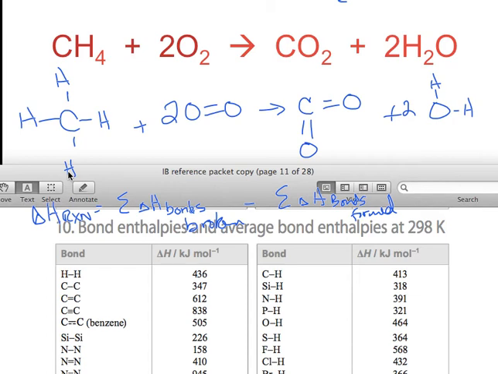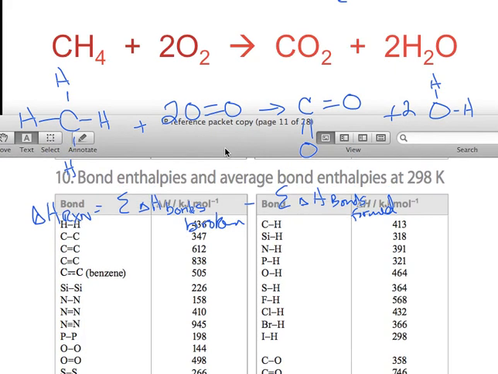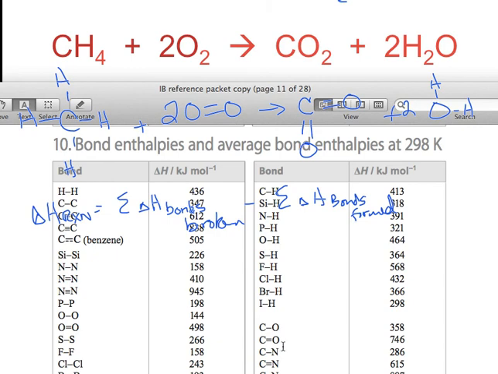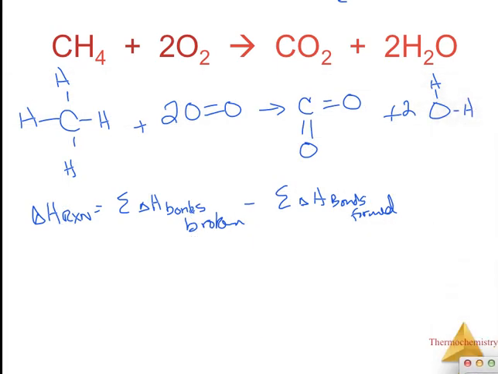All right? So if we look, my C-H is 413. That's this bond. My double bond O is here, 498 kilojoules per mole. C double bond O is right here, 746. And then the O-H is right here, 464. Those are where I'm getting my numbers from in these calculations.